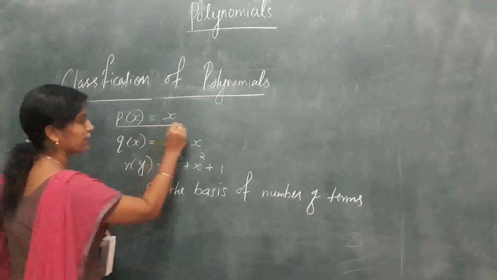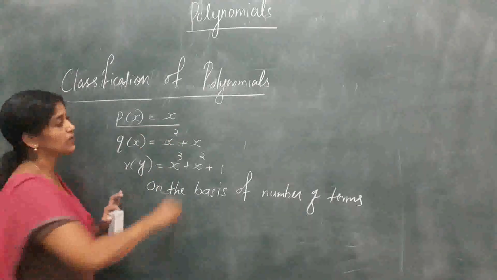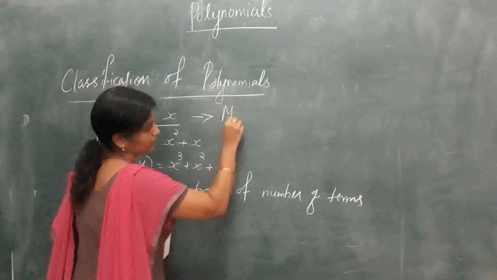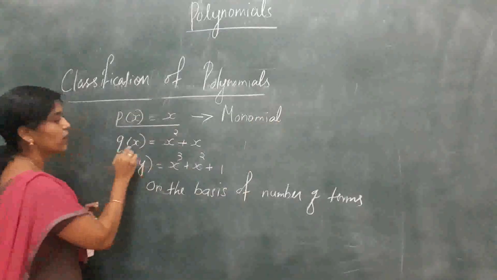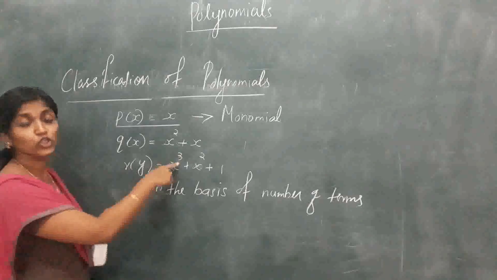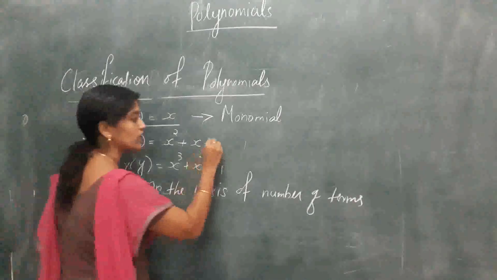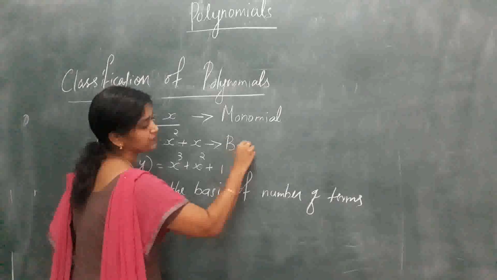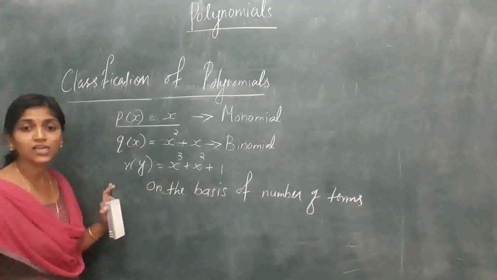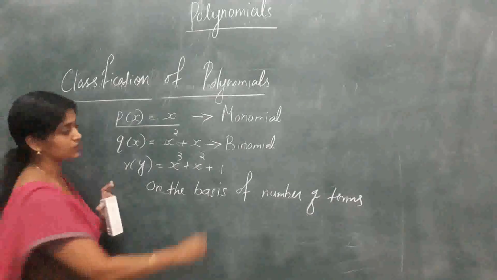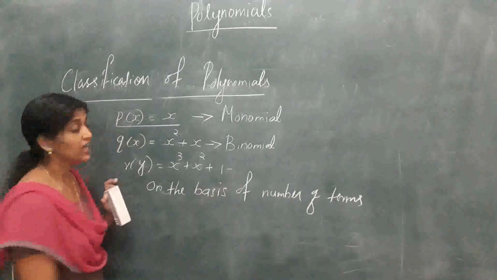Here, this polynomial contains only one term. You can call it a monomial. This polynomial contains how many terms? 2 terms. We are calling it a binomial. This polynomial contains how many terms? 3 terms. We are calling it a trinomial.